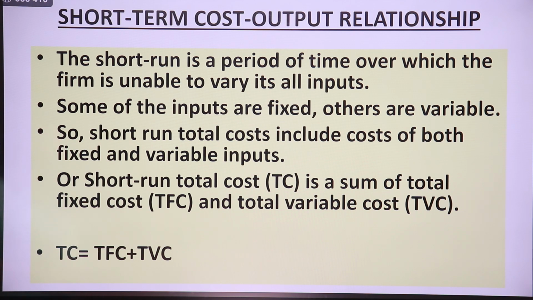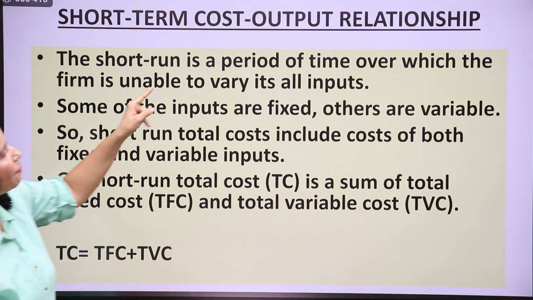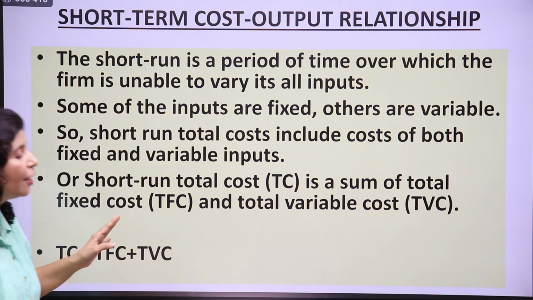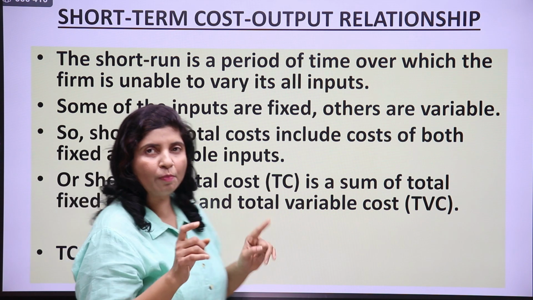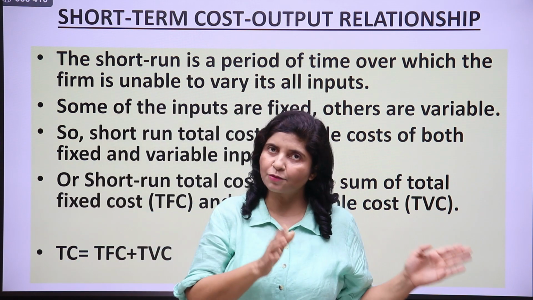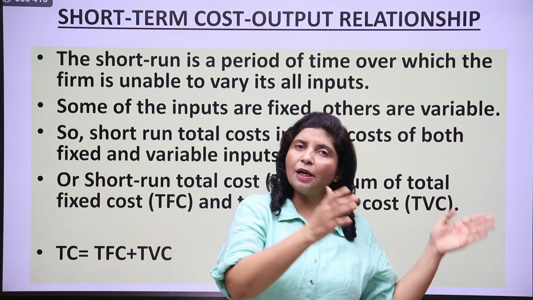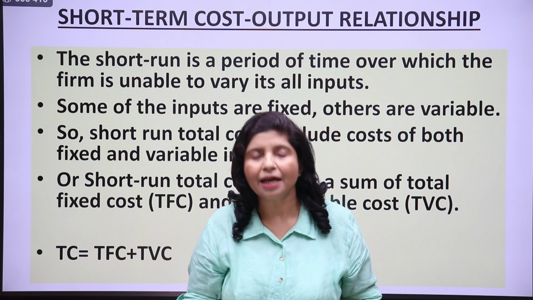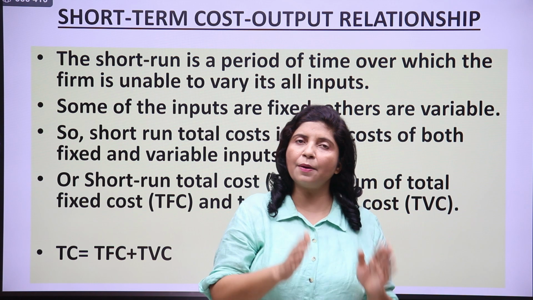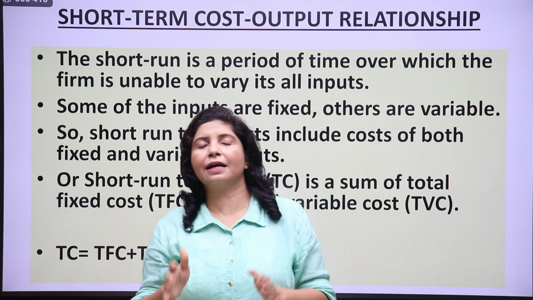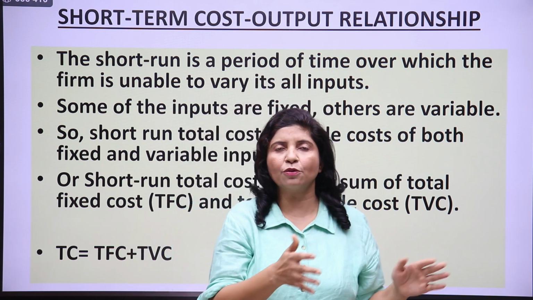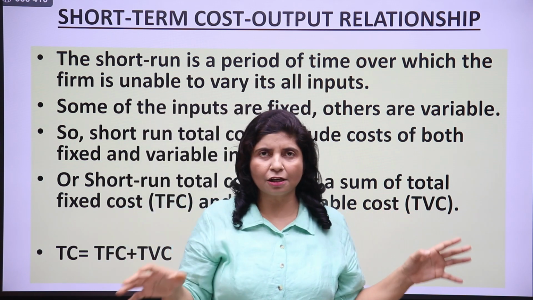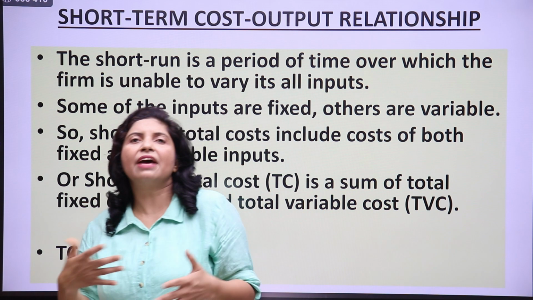Short-term cost output relationship. The short term is a period of time over which a firm is unable to vary all its inputs. Basically, in your business ventures, there are two types of inputs, that is your variable inputs and fixed inputs. Fixed inputs are basically plant and machinery that is used for production, and variable inputs are raw material, labor, electricity, your diesel, petrol, anything that is used to run your machines, and greasing and other things are also included. So, which can be varied very easily.